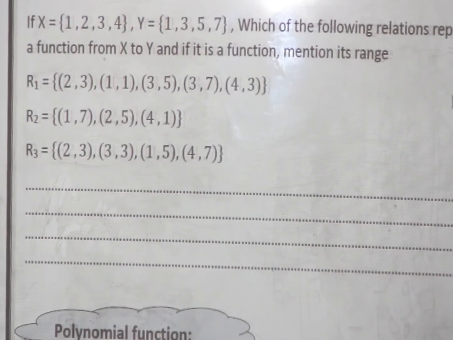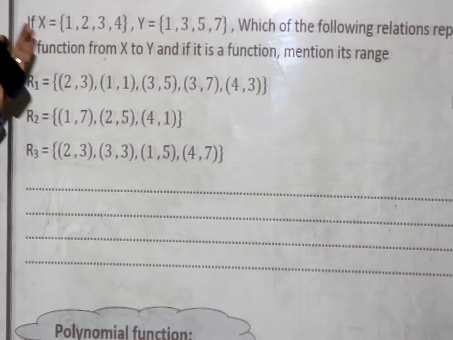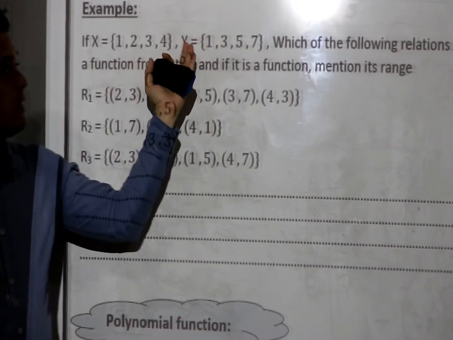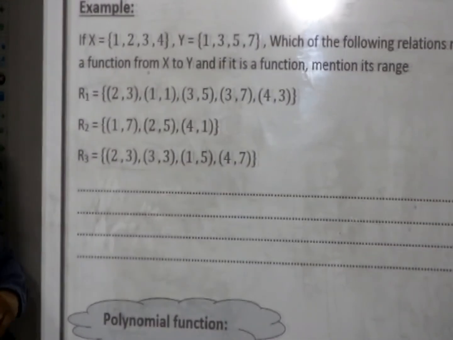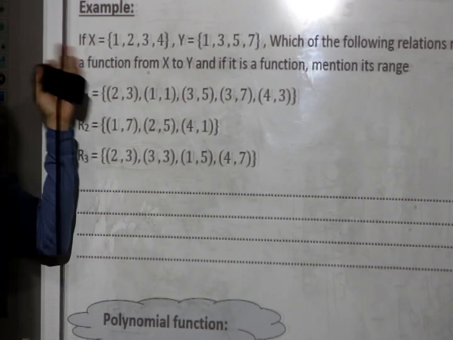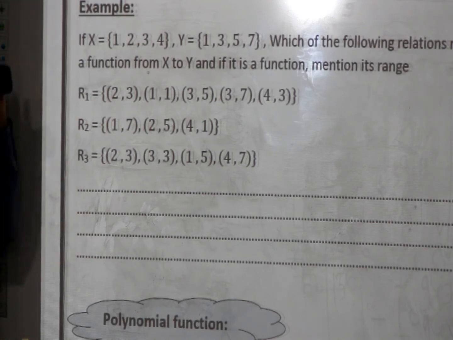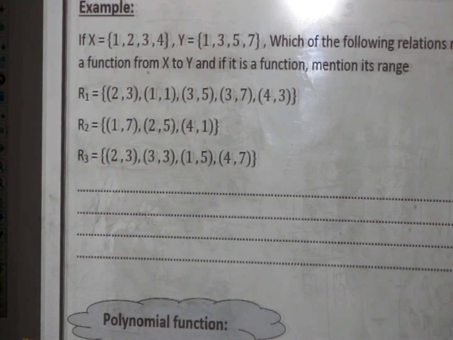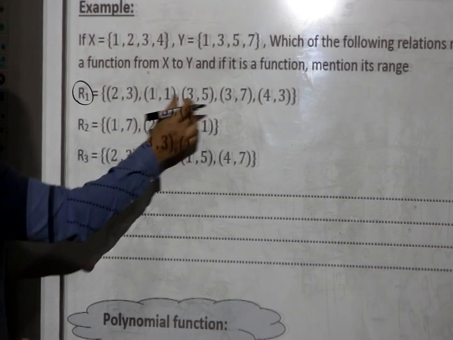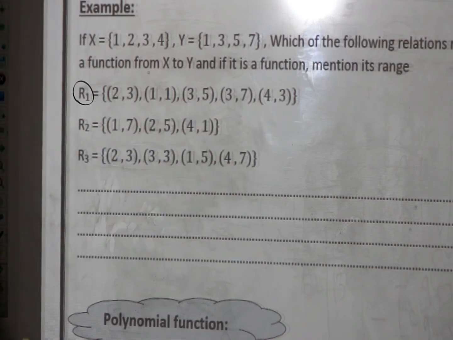We have an example. If set x equals 1, 2, 3 and 4, and set y equals 1, 3, 5 and 7, which of the following relations represents a function or not? We have three relations, R1, R2 and R3. Look at R1. We have the ordered pairs (2,3), (1,1), (3,5), (3,7) and (4,3).